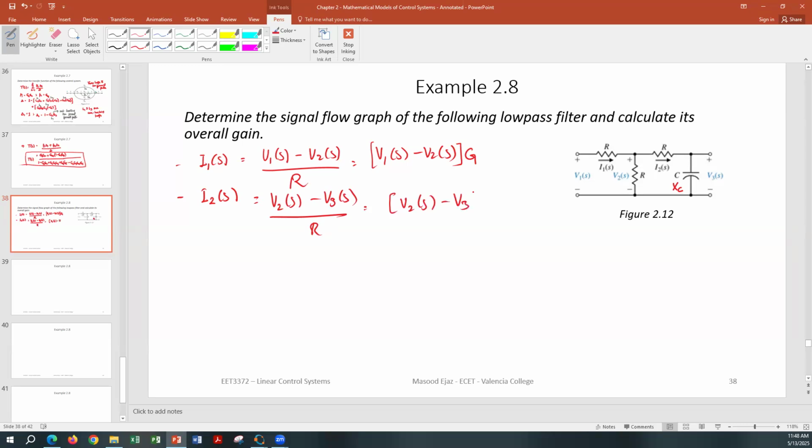V2S minus V3S times G. Yes, G is conductance. It's not transconductance. 1 over R is conductance, which is G. Transconductance is usually what we take in transistors. This is simply a conductance, which is 1 over R.